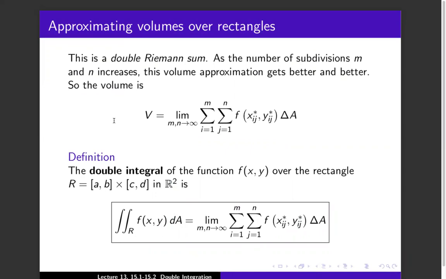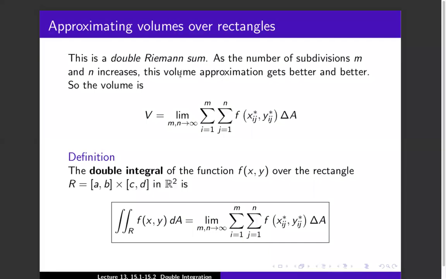And as the subdivisions M and N get larger and larger, that approximation gets better and better. So we actually say that the volume is just the limit of this double Riemann sum as M and N are both simultaneously going to infinity. That's our definition of the double integral. The double integral of this function f(x,y) over that rectangle in R2 is given by this formula. The double integral over R of f(x,y) dA is the limit as m and n go to infinity of the mnth Riemann sum.